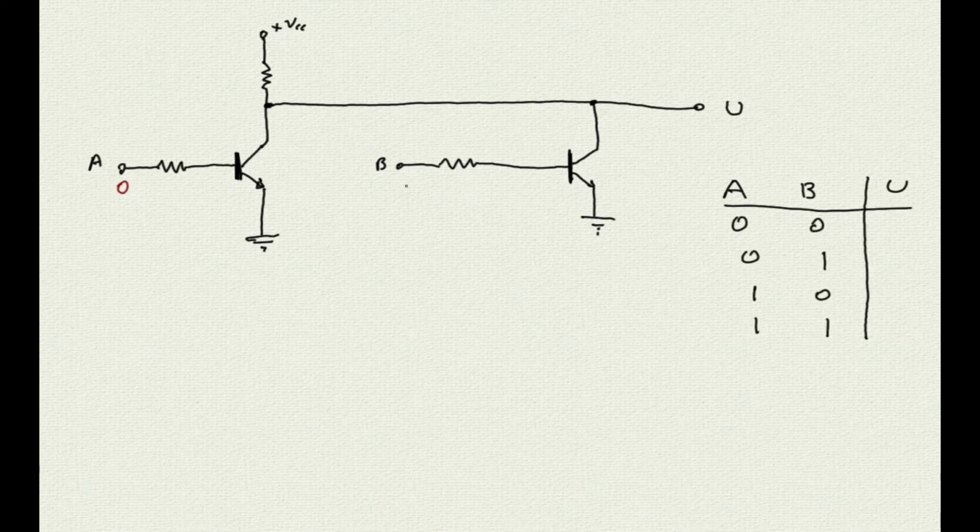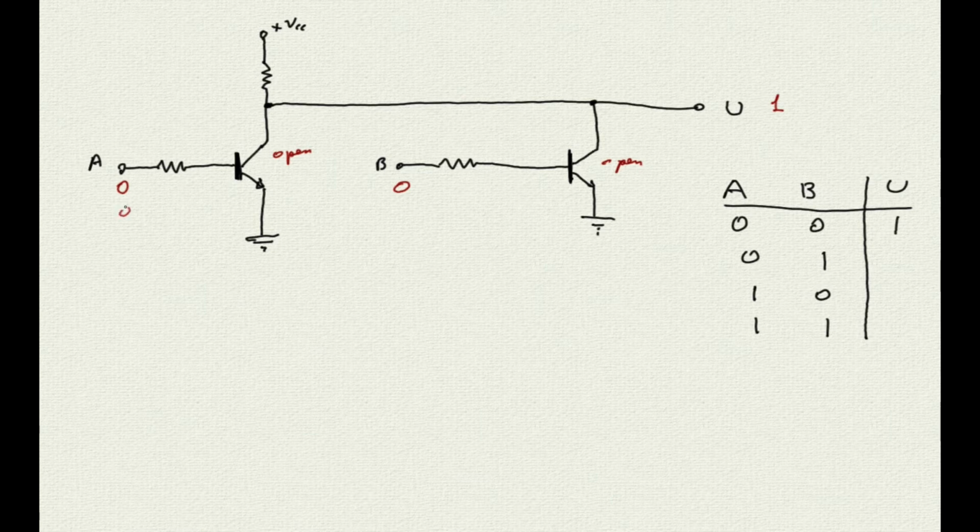With a 0 on both A and B, both transistors will be off and therefore will not draw current from the resistor at the collectors. The result is that the voltage at the two ends of the resistor is the same, which means that the voltage at the collectors is plus VCC, or a logical 1.